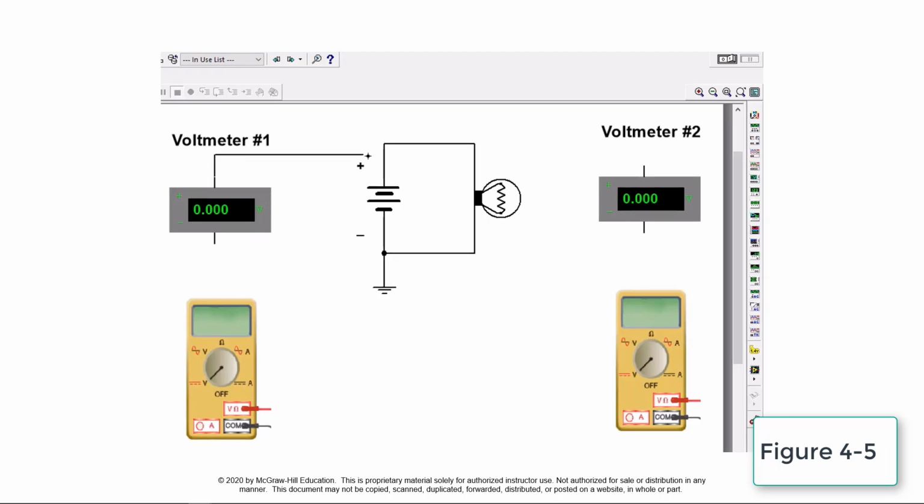To accomplish this, the voltmeters are connected in parallel with the battery and lamp. The parallel connection is completed by connecting each voltmeter across the component. When the simulation is turned on, a DC voltmeter reading of 12 volts is measured across both the battery and the lamp.